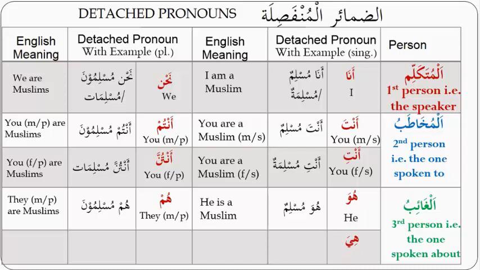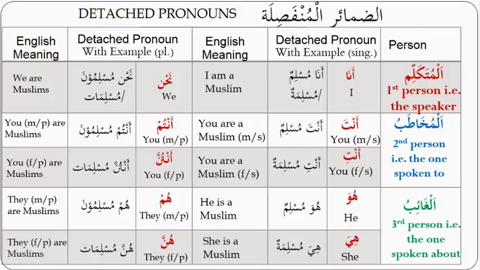Then we have the final category that we are dealing with, because we are not dealing with dual. It is hiya. Hiya means she. Right? She, hiya muslimatun. Hiya muslimatun means she is a Muslim. And if it's a female speaking, she can say ana muslimatun. Then we have hunna. Hunna means they, feminine plural. Hunna muslimatun means they, feminine plural, are Muslims.